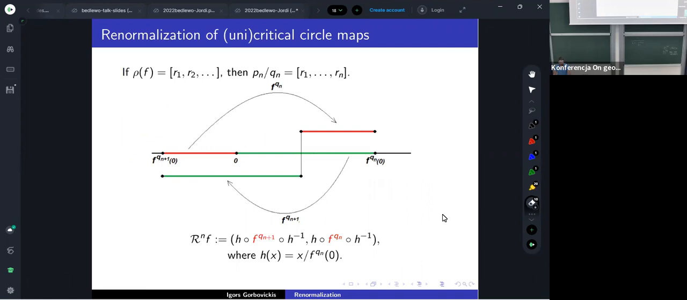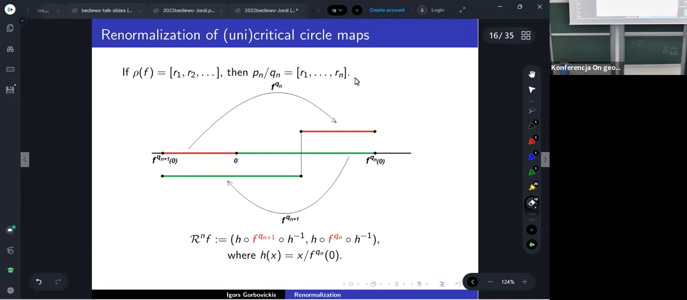In general terms, the renormalization operator is a rescaled first return map to an appropriately chosen domain. So following this idea, we'll have to choose an appropriate domain. So in this picture that you see, the horizontal line is the part of the circle. 0. So right now we are still talking about the unicritical case. So 0 is the unique critical point, and rho of f is the rotation number.